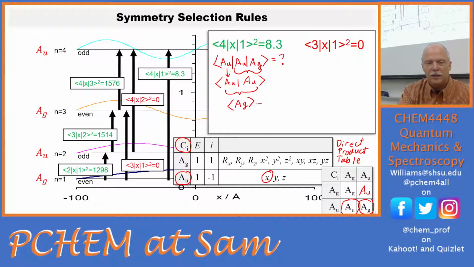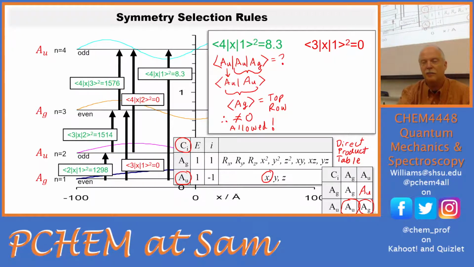Okay, and we look at this. This is equal to top row. Therefore, it's not equal to 0. And this is an allowed transition. So that top row is the only row that's even, and an integral over all space of an even function is non-zero. Okay, so that means it's allowed by symmetry. We can do the other one a little quicker so we don't run out of time.